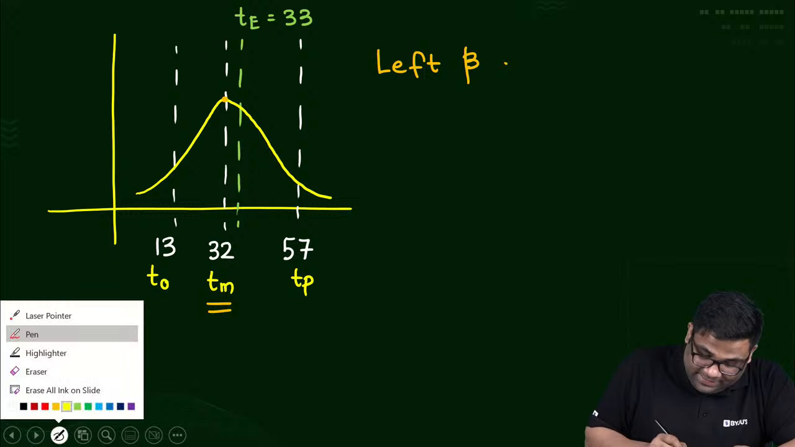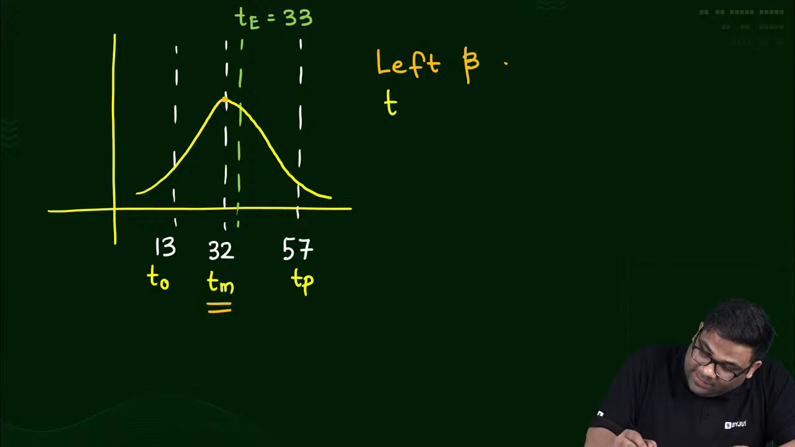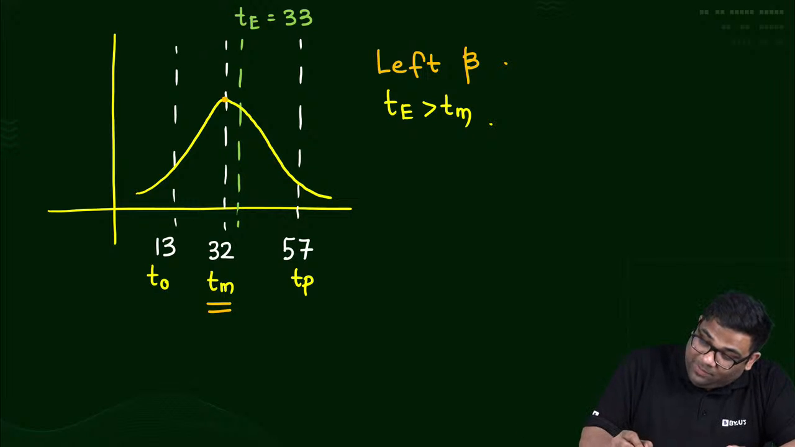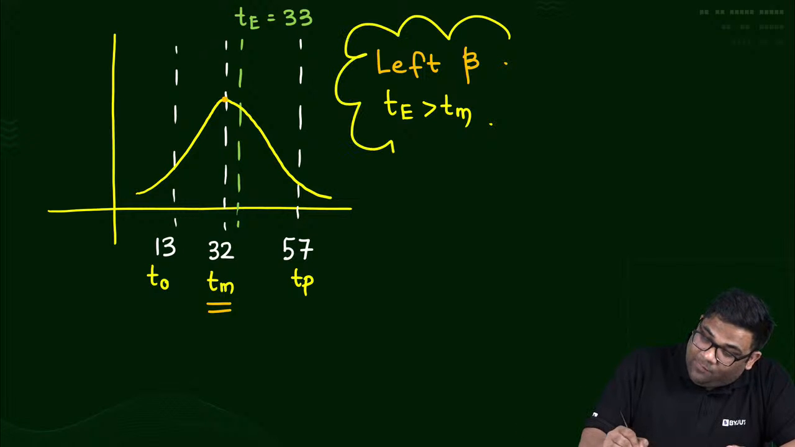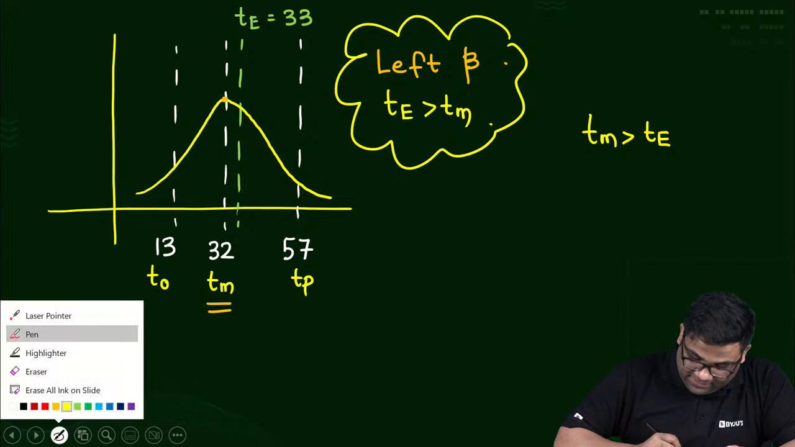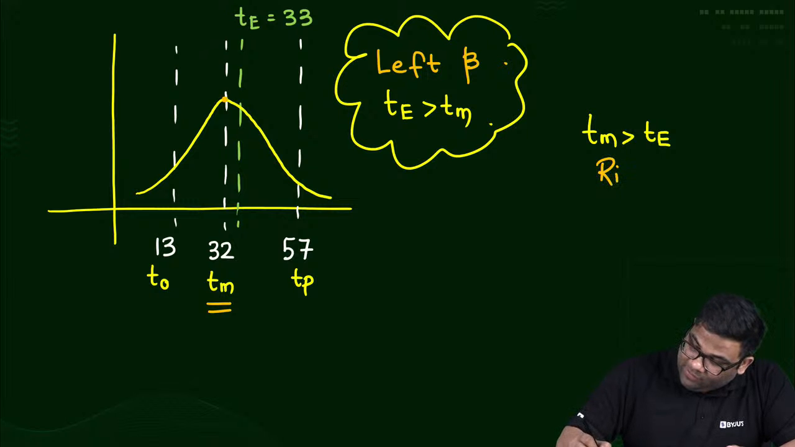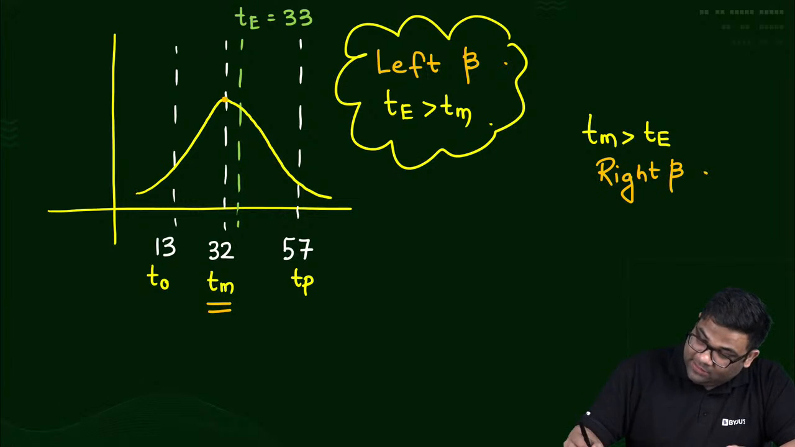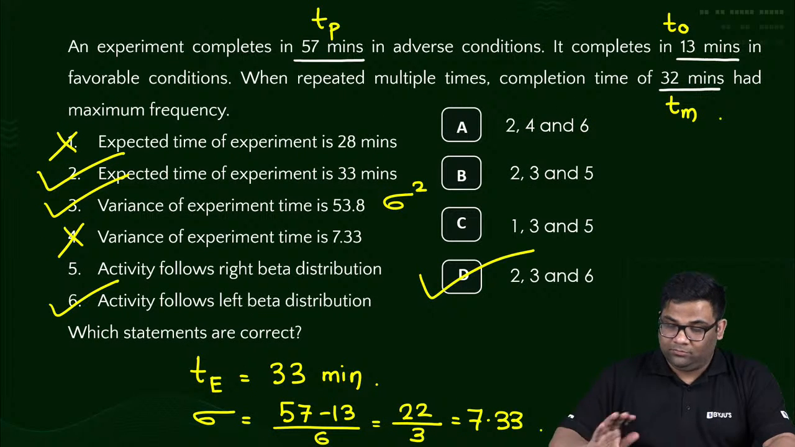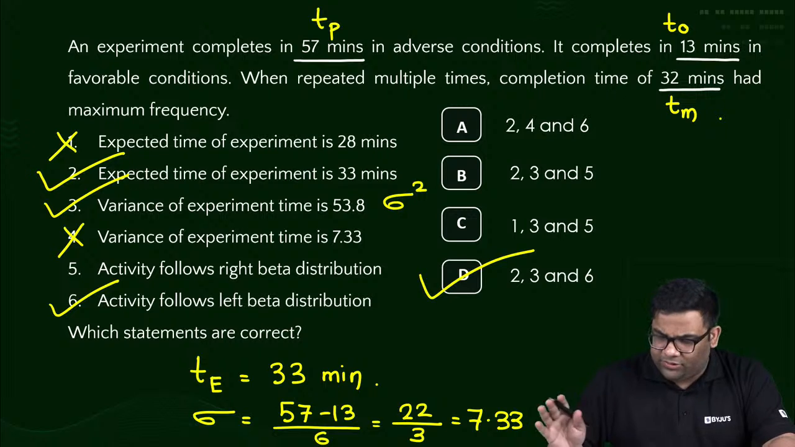Or I can say if your TE is greater than TM, it is left beta. If TM is greater than TE, that time I'll get a right beta distribution. Any doubt in this basic question? This will be asked as a 1 mark or 2 mark question. No doubts? Very straightforward things.